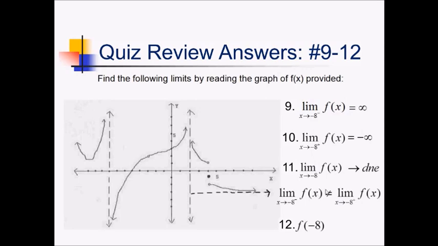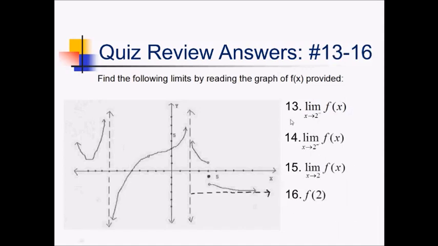Now, even if they agreed and we wrote a certain infinity, it would still technically be does not exist, but you could be more specific by saying what direction it does not exist in. But here, since we don't even agree on the direction, it's just a complete DNE. And now, f of -8, well, since we've just got this asymptote and no solid dots anywhere on there, that's going to come out to a DNE as well.